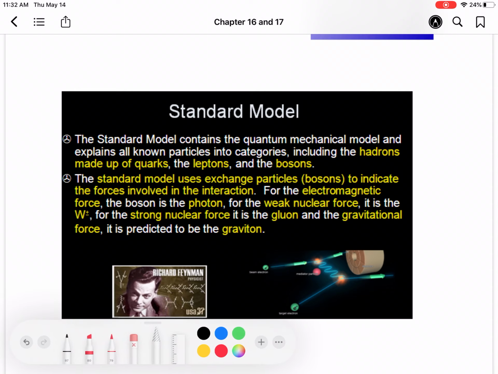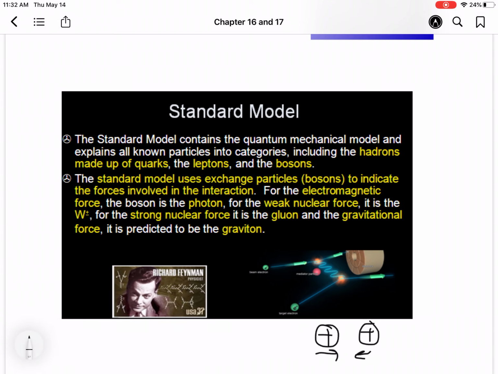So that's why two protons are attracted to each other: they're trying to share a little gluon. By sharing it, they pull each other together. That's the idea. Now, gluons do not exist outside of the force, and the force doesn't exist without gluons.